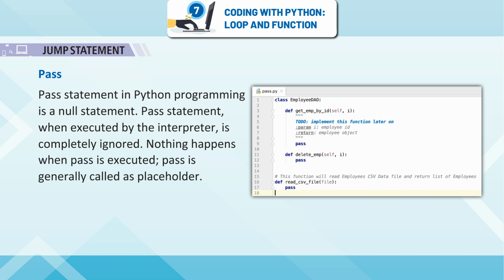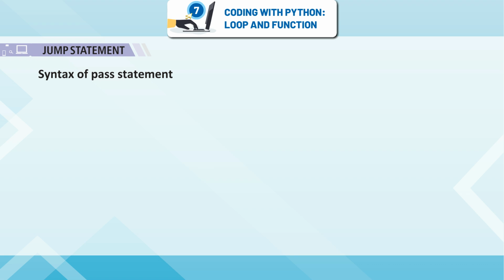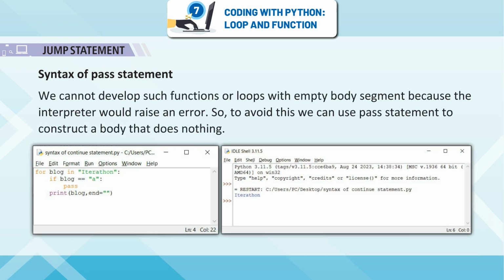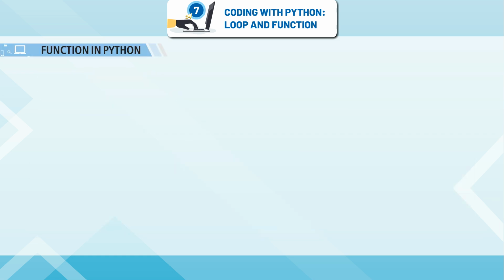Pass. The pass statement in Python programming is a null statement. When executed by the interpreter, it is completely ignored. Nothing happens when pass is executed. Pass is generally called a placeholder. Syntax of pass statement. We cannot develop such functions or loops with an empty body because the interpreter would raise an error. So to avoid this, we can use the pass statement to construct a body that does nothing.